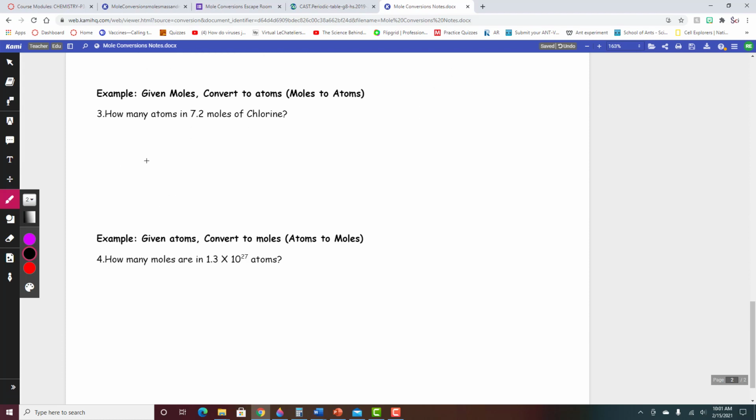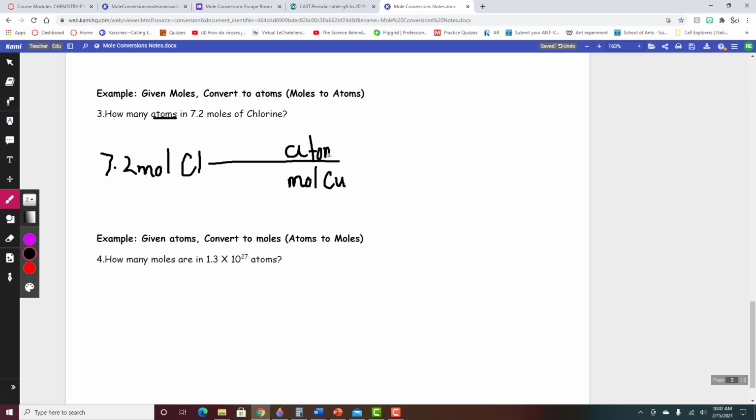Alright, this time we're going to go to atoms. So again, start by writing what you have, and you were given 7.2 moles of chlorine, and chlorine is Cl. And then you draw your division bar, you take your starting unit and you put it on the bottom, and then you put the unit that they asked you for on the top, and in this case they asked for atoms, so this would be atoms.